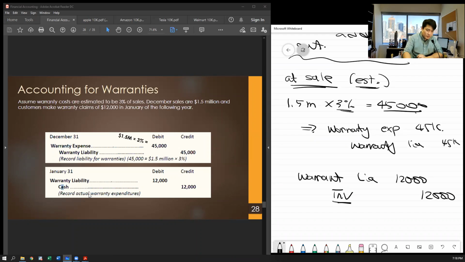So for the textbook, they used cash on the credit side for the repairs. Depending on the situation, you can also credit inventory for a full replacement of the products. So there's no rule of thumb with respect to whether the company reports cash or the inventory. It all depends on the transaction. Any questions on this?